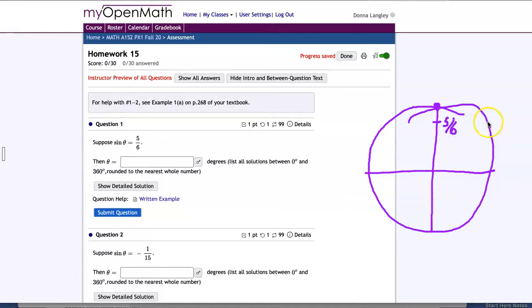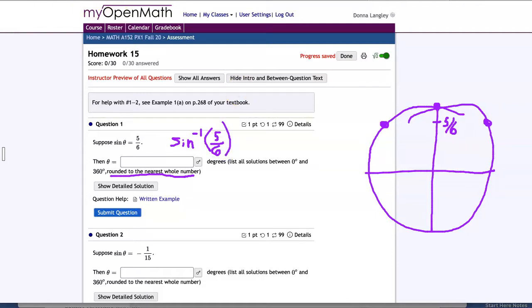Now there are 2 points on either side that have a height, a y value, of 5 over 6. This value of 5 over 6 is not on the unit circle in terms of an exact solution. And you'll notice here anyway it says rounded to the nearest whole number. So what we have to do is use the calculator. But when we use the calculator, we'll end up using the sine inverse button. And when we use the sine inverse button, we'll only get one result. That result will end up being in the first quadrant because of this being a positive number.